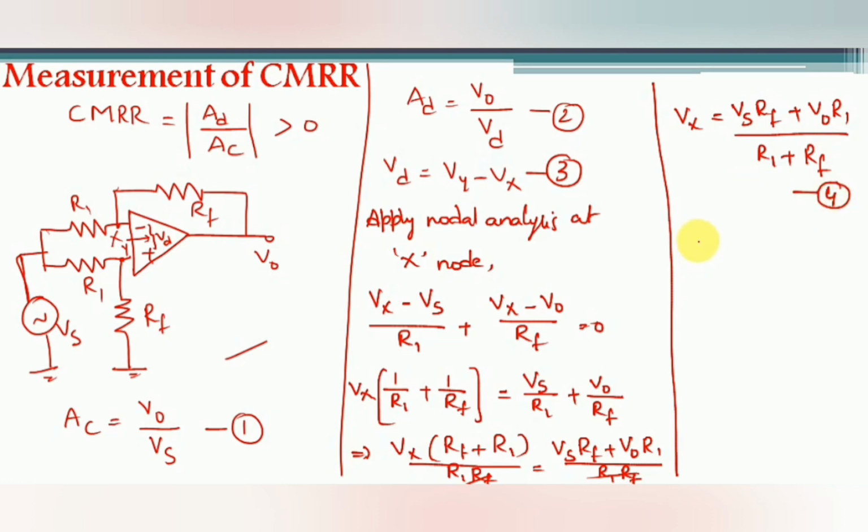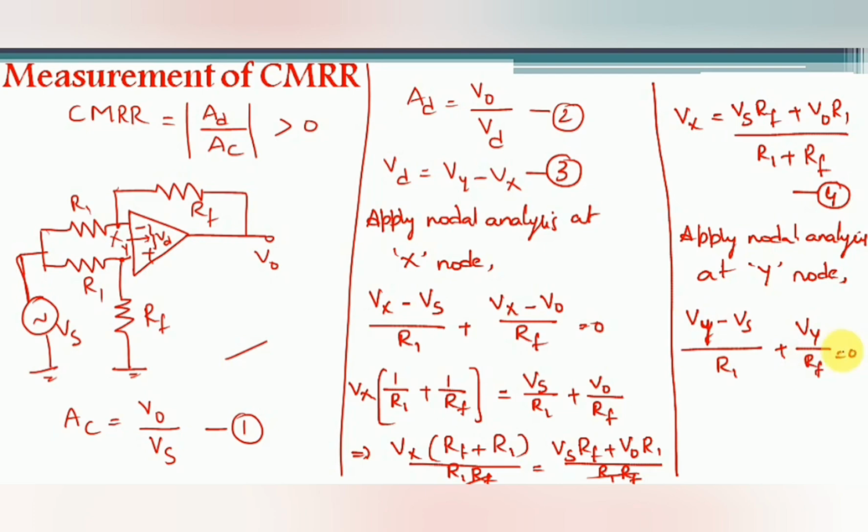Now the next step is we have to find out the value of Vy. At this point we can find the value of Vy with two methods. One is simply applying nodal analysis as we did at the X node, and the other one is applying the voltage division rule. Either method you can use. I am using the simple method, that is, apply nodal analysis at the Y node. So if you apply nodal analysis, then it is Vy minus Vs by R1 plus Vy by Rf is equal to 0.